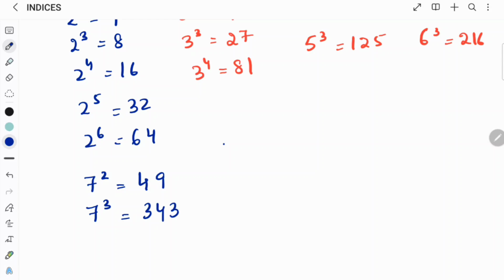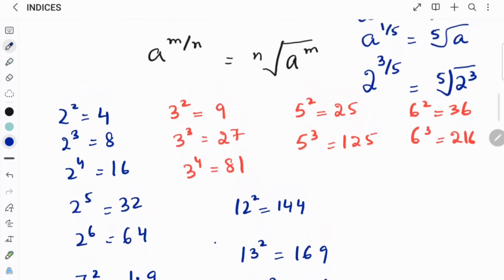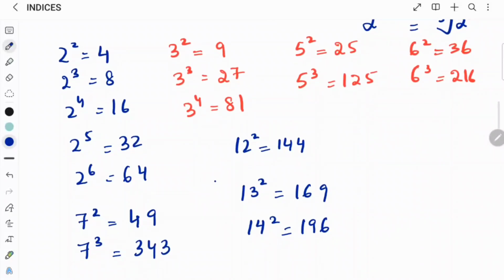Alright, then you remember 12 square is 144, 13 square is 169, 14 square is 196 and so on. If you don't remember anything, then you can find out by prime factorization. Otherwise, you must remember these things before you start any question.